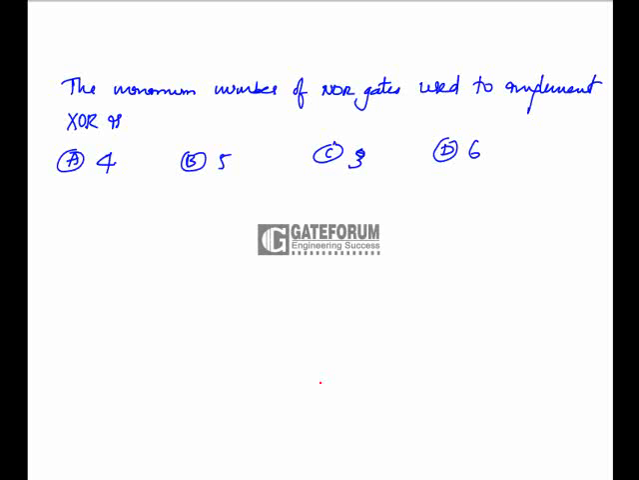Minimum number of NOR gates used to implement XOR is? Since NOR and NAND are universal gates, you can implement any other gate using them, that is XOR, XNOR, AND, or anything else you can construct using the universal gates called NOR and NAND. Now, how many gates are required? If you see the construction, let us take this as a two input gate. First these two are given to a NOR gate.